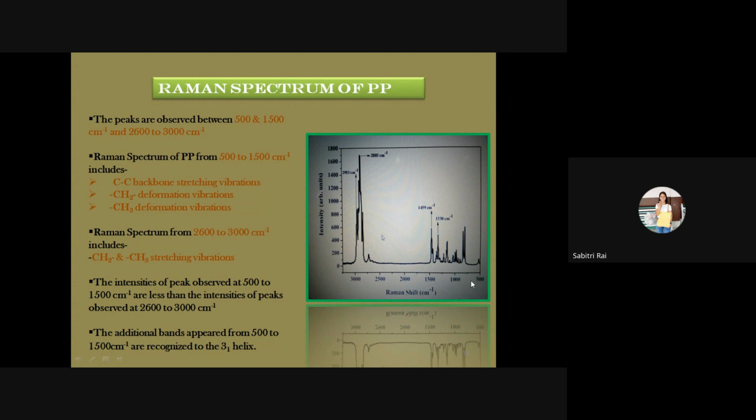The peaks which occur between 500 to 1500 are due to the CC backbone stretching vibration, CH2 deformation vibration and CH3 deformation vibration. And the peaks between 2600 to 3000 centimeter inverse are due to the CH2 and CH3 stretching vibrations. The intensities of the peaks between 500 to 1500 are comparatively less than the peaks between 2600 to 3000 centimeter inverse.